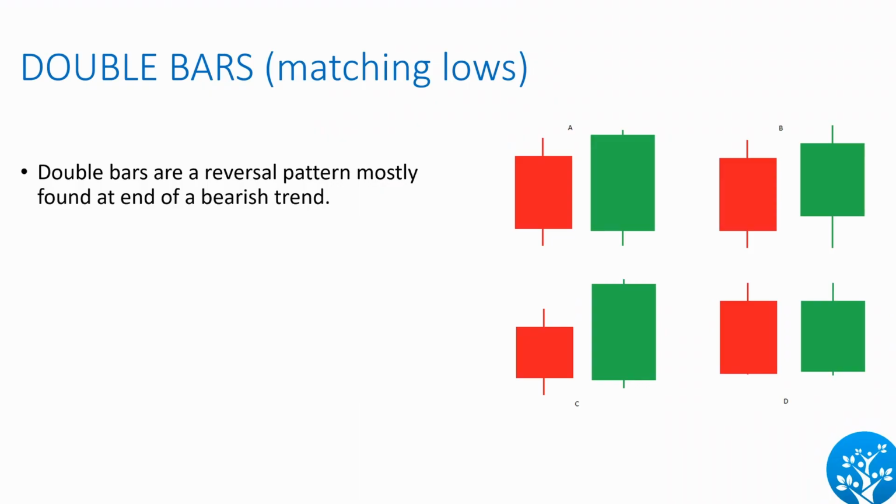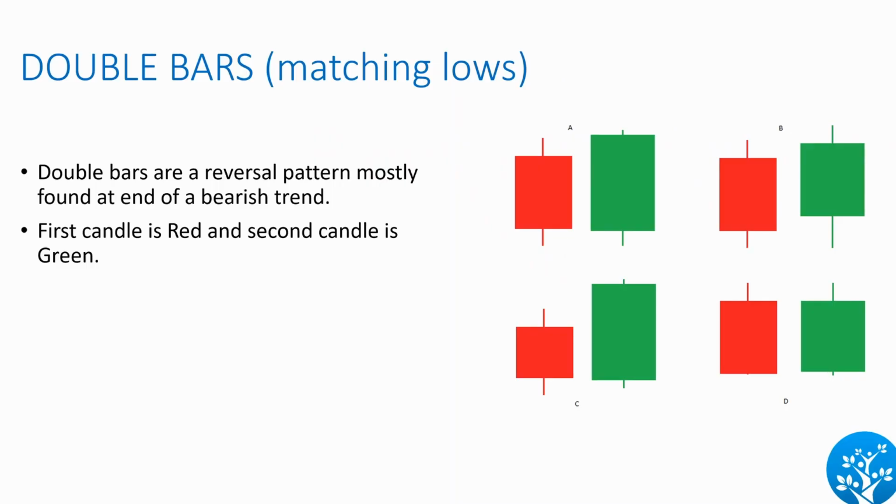First candle is red, second candle is green. This is compulsory. See, in the first pattern that we saw, the engulfing pattern, the second candle color has to be green, but the first candle can be any color. In a bullish double bar matching lows pattern, the first candle has to be red and the second candle has to be green. This is mandatory. Both the candles must have equal or matching lows.